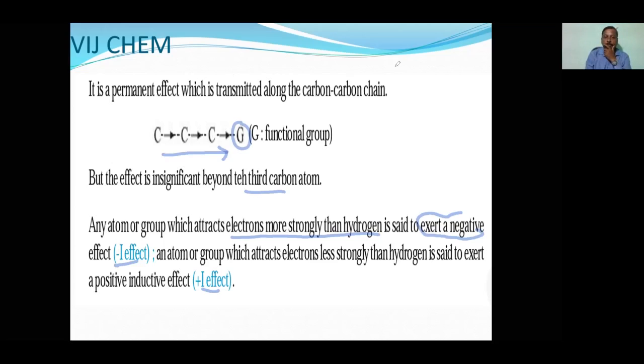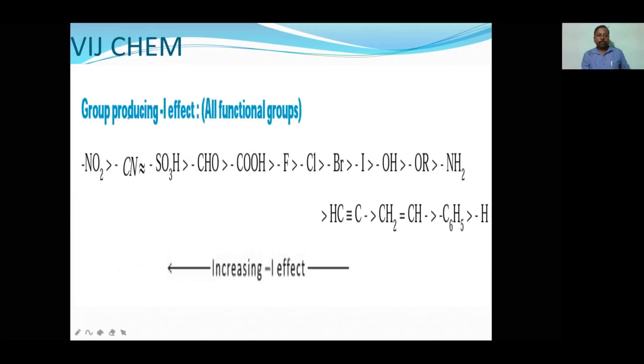Now let's see the next one. Group producing minus I. Which are the elements, which are the groups of atoms that show the minus I effect? First and very strong is NO2. You will find so many questions on it, especially in aromatic chemistry. Second will be cyanide, third sulfonate, aldehyde, carboxylic acid, fluoro, chloro, bromo, iodo. Halogens, alcohol, ether, and amine. Triple bond, double bond, C6H5, and hydrogen.